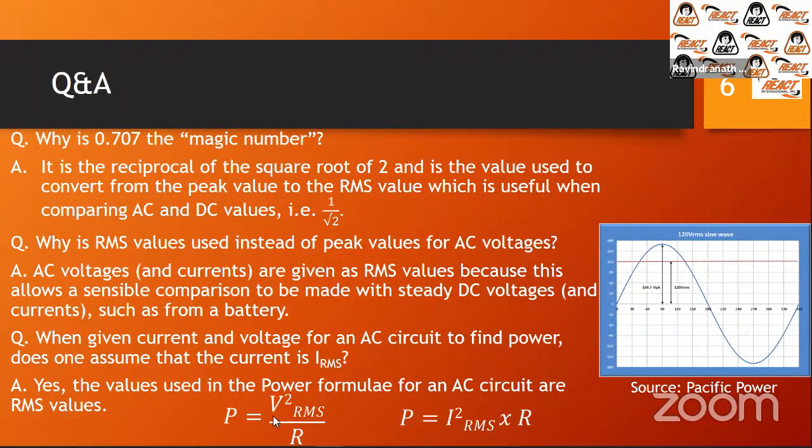And we just reproduced the two power formulae on the screen here. So you can see it's RMS voltage. So this is V squared, but it's RMS voltage squared. This is I squared. It's RMS current that you're squaring, right? So very good questions indeed.